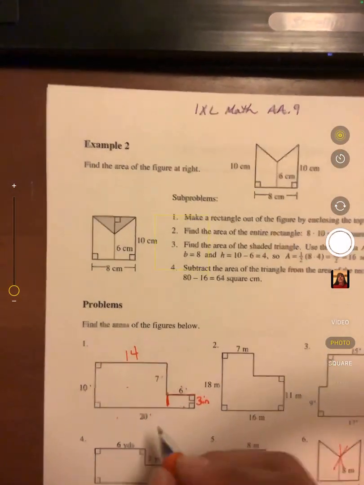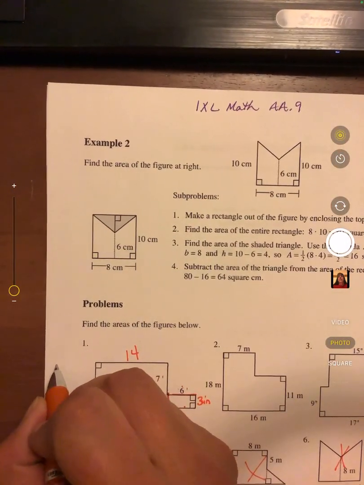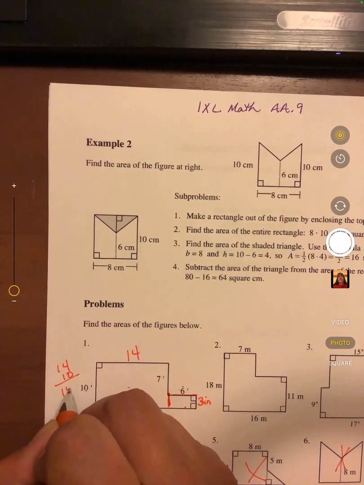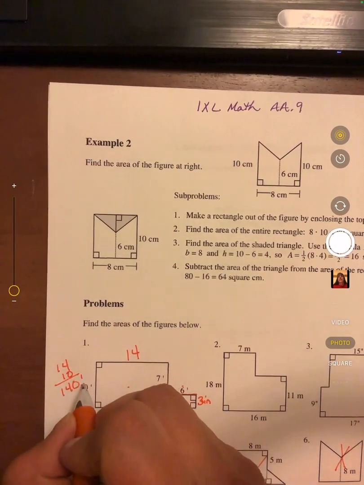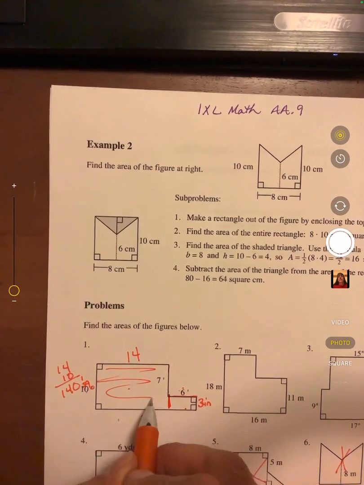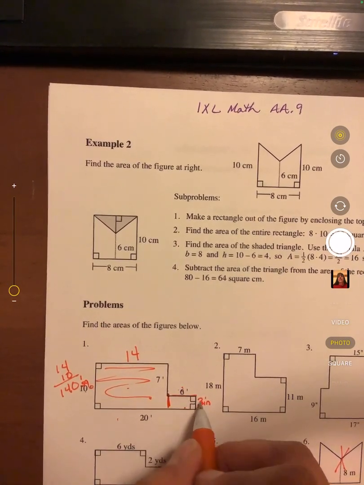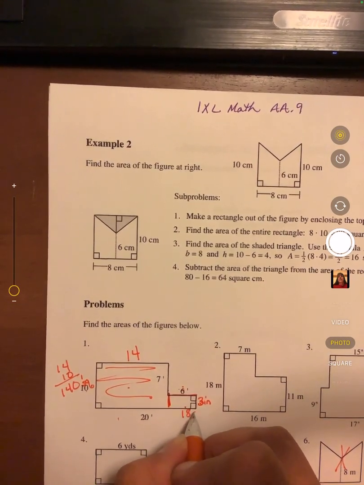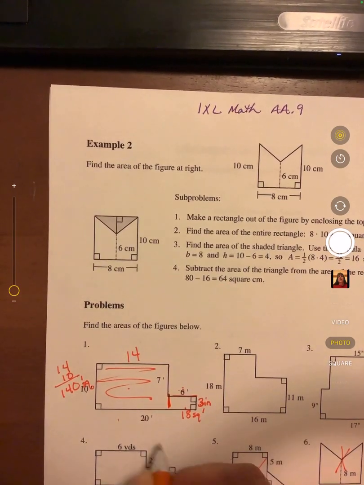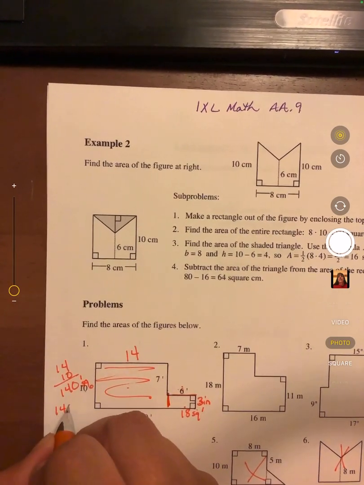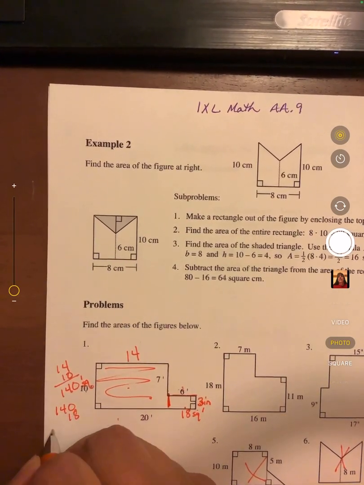Okay, so now I know I've got 14 times 10. That's 140 square feet. Okay, so that's this whole area. Now we have 6 times 3. This is 18 square feet. Now we just add those together. 140 plus 18.